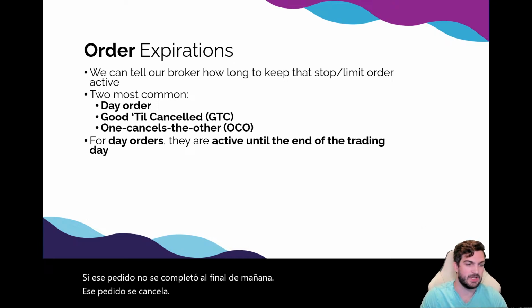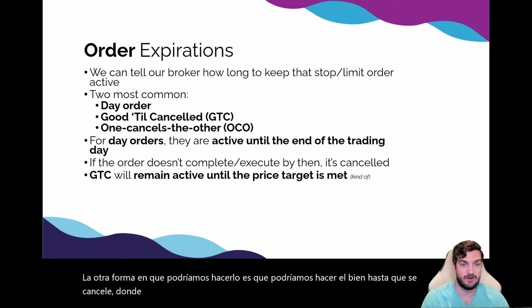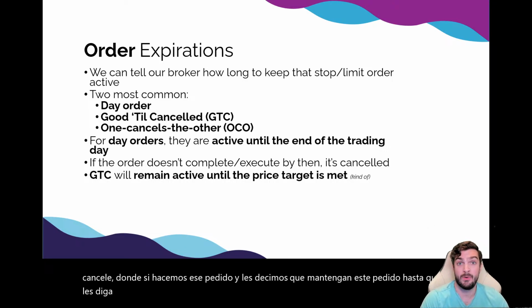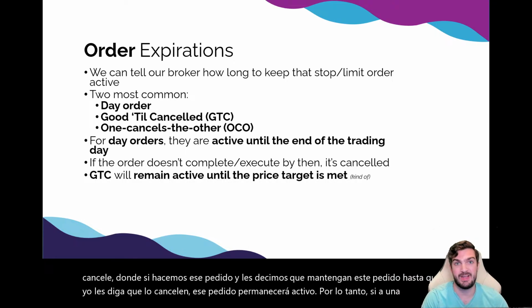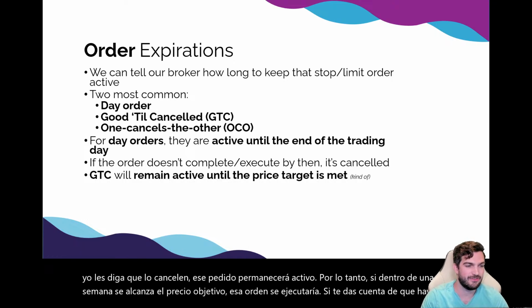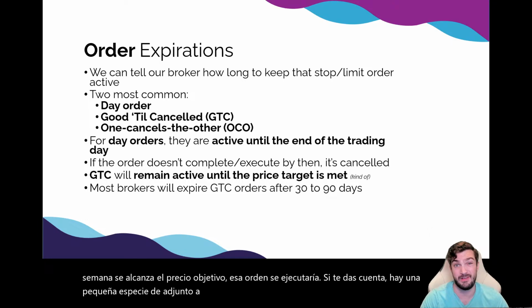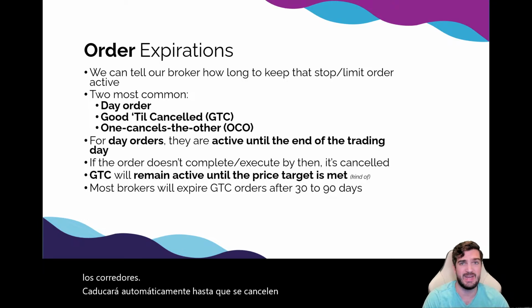The other way that we could do it is good till canceled, where if we place that order and we tell them, keep this order until I tell you to cancel it, that order will remain active. So if a week from now that price target gets hit, that order would execute. And if you notice, there's a tiny catch attached to this, because many brokers, and honestly, most brokers, will auto expire good till cancel orders after about 30 to 90 days.